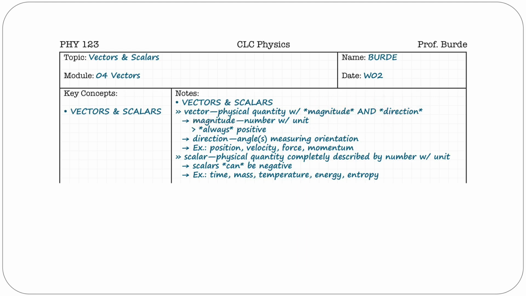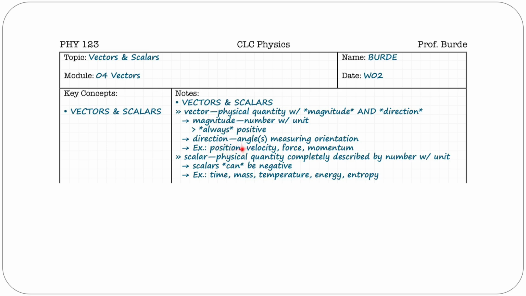The magnitude is the number and amount with a unit, and this quantity is always positive. The magnitude is always positive. The vector also has a direction. Direction is usually defined as an angle or angles measuring the orientation of this quantity. Although we've seen in one dimension, the direction of the vector can be described with a plus or a minus sign to show which direction along the x-axis.